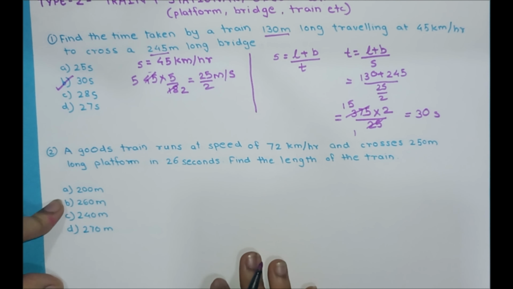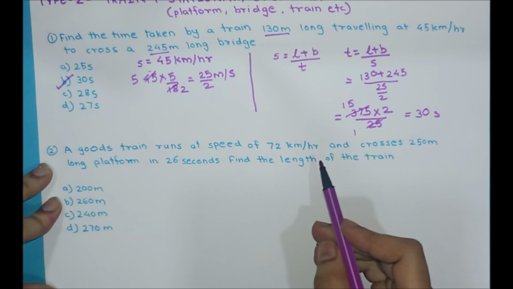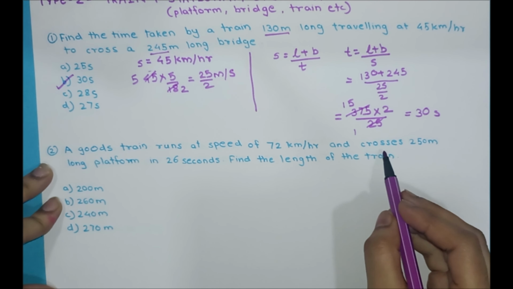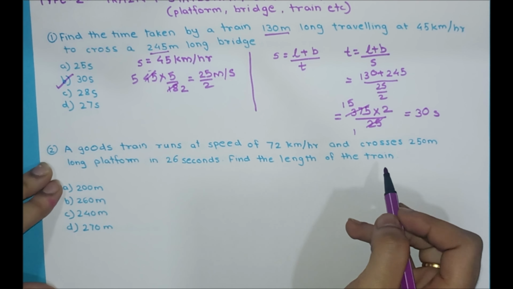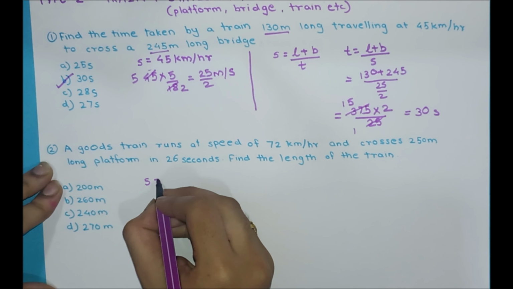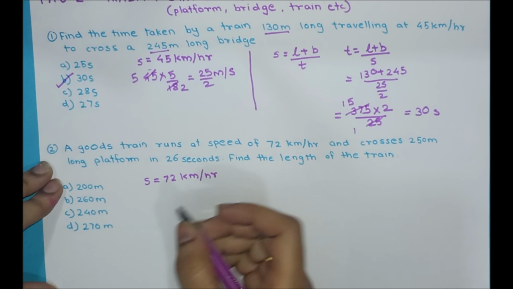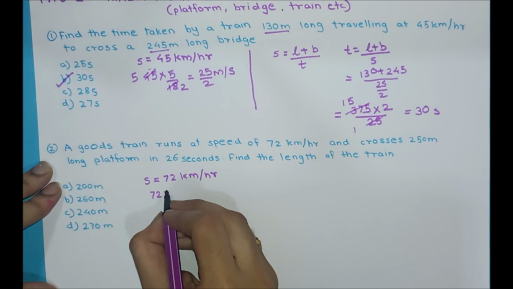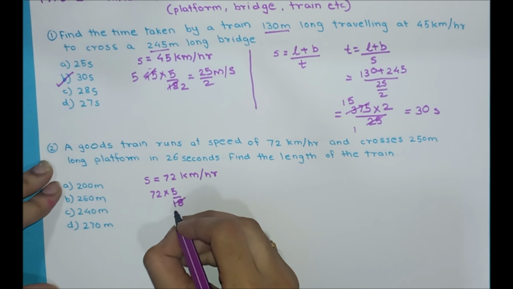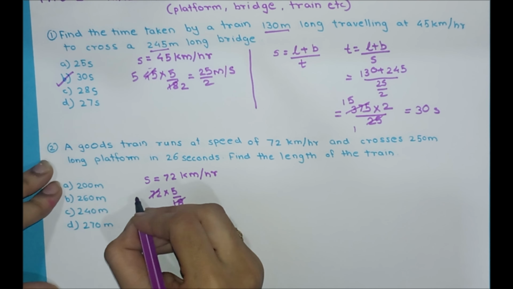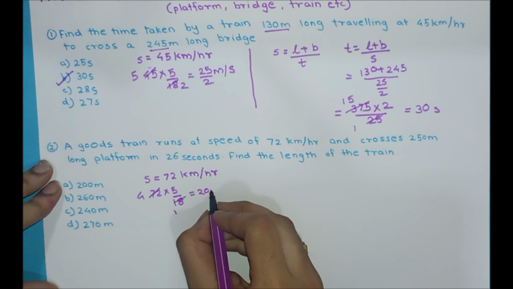Let's see another example of the same type. A goods train running at a speed of 72 km/h crosses a 250-meter long platform in 26 seconds. Find the length of the train. We have been given the speed as 72 km/h. Convert it into meter per second: 72 into 5 by 18. It is 18 ones and 18 fours. We get 4 into 5 as 20 meter per second.